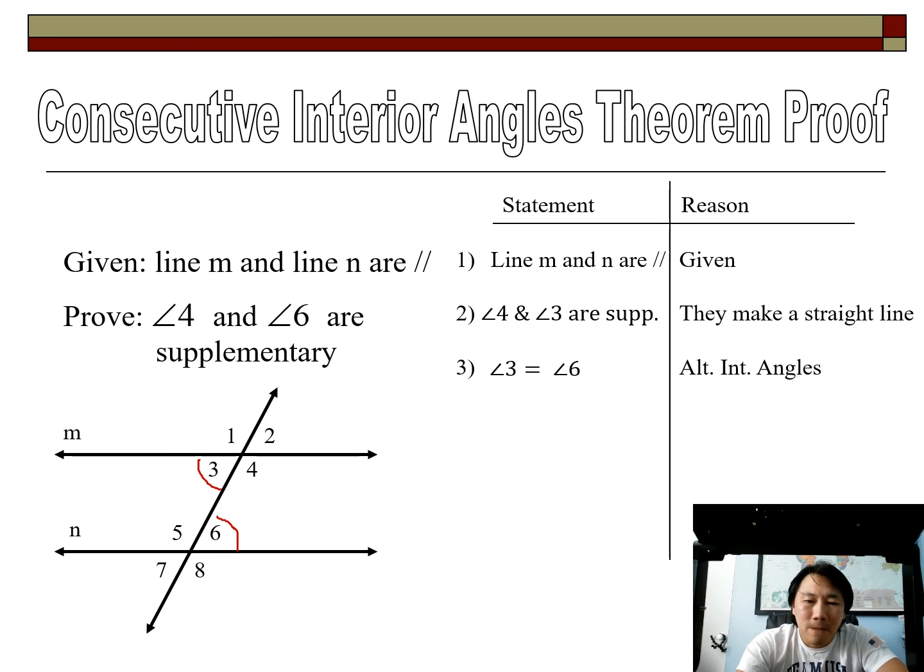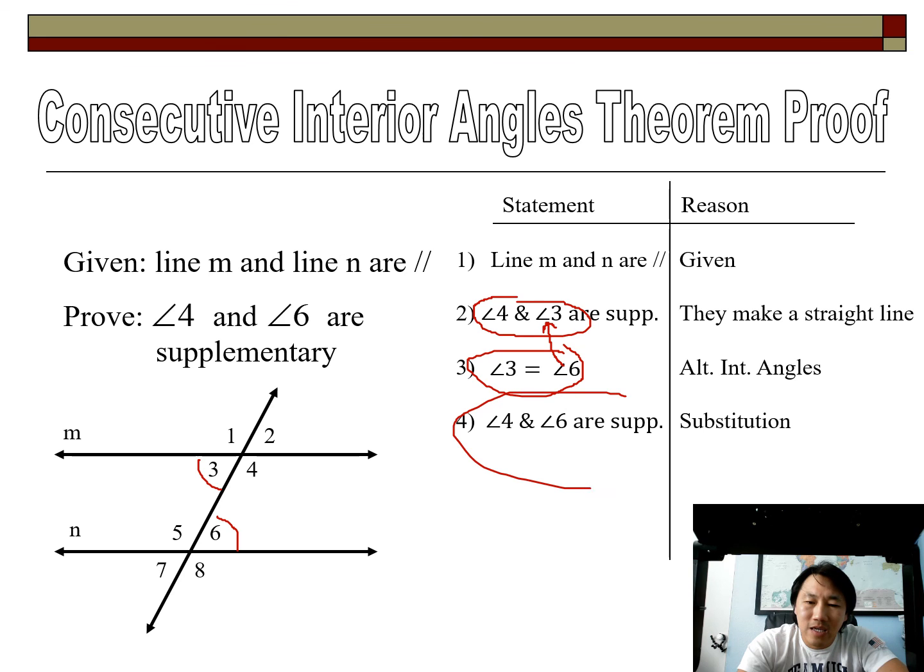Well, let's see. If angle 4 and angle 3 are supplementary, and then 3 is equal to 6, what if I substitute the 6 in place of 3? And so I have angle 4 and angle 6 are supplementary. What did I do? I substituted in angle 6 for angle 3. So, substitution property. And that's it. We got to what we're trying to prove.